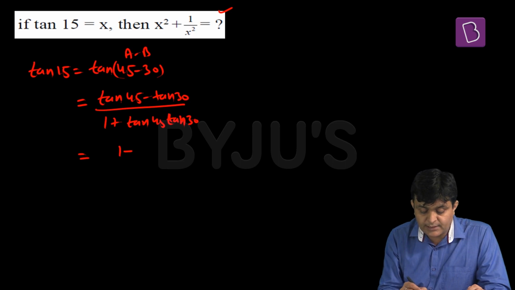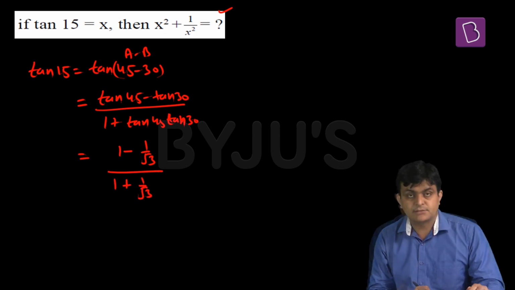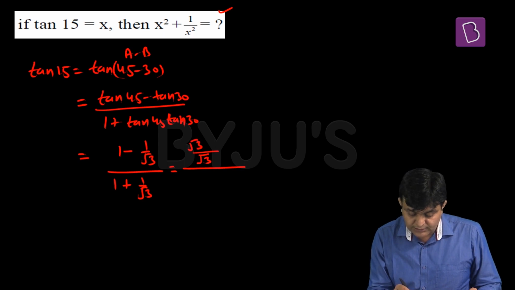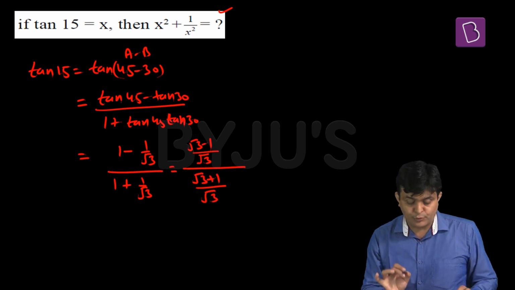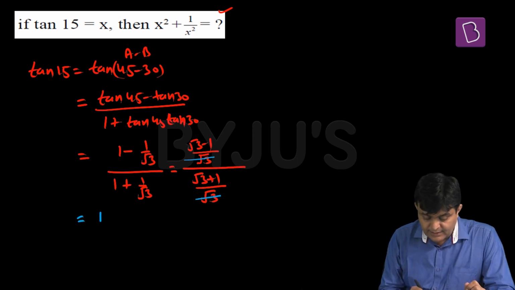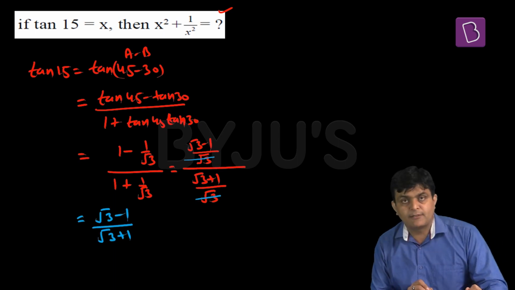Again it is 1 minus... tan 45 is 1, tan 30 is 1 by root 3, divided by 1 plus tan 45 is 1 and 1 by root 3. Take LCM: upper side it is root 3 and root 3 minus 1. Now lower side also root 3 and root 3 plus 1, right? Hope you understand. Now root 3 and root 3 get cancelled and it is (root 3 minus 1) divided by (root 3 plus 1).